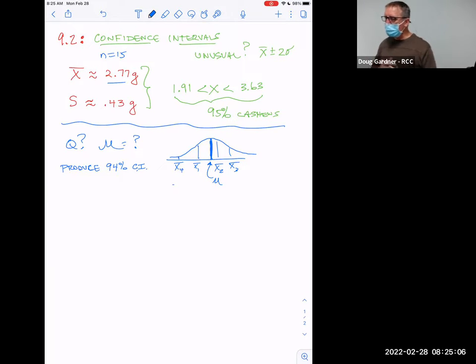The best answer we have right now for the population mean is 2.77 grams for the average. Our question of interest here is a number, not a percent. But we recognize that there's error in this study, so we mathematically produce that error.